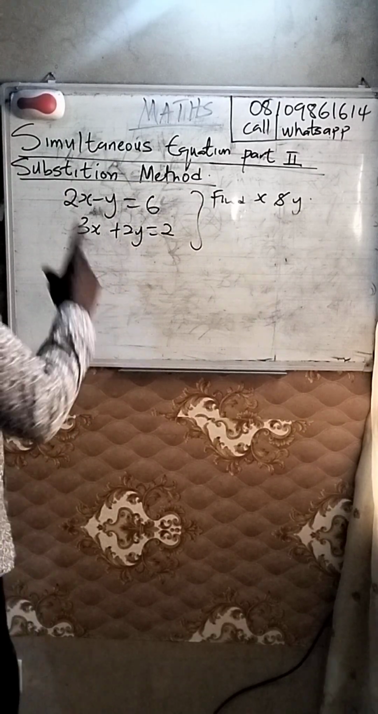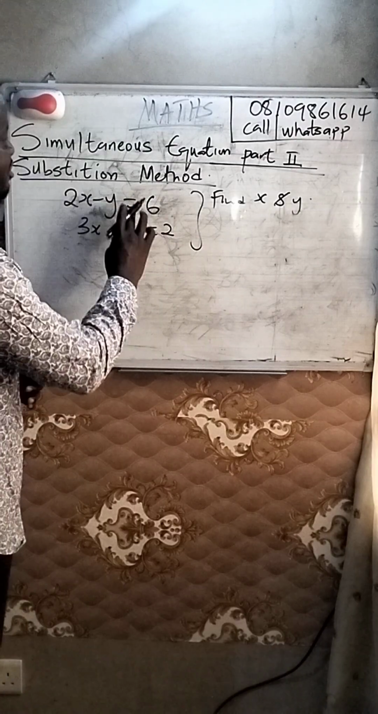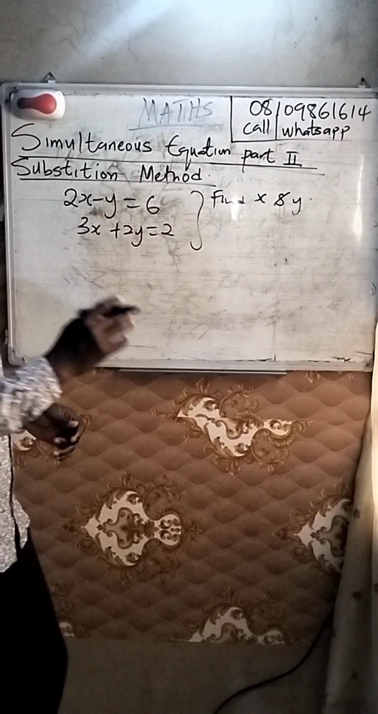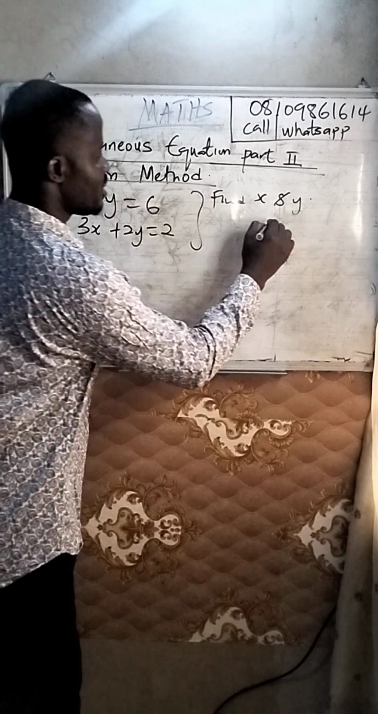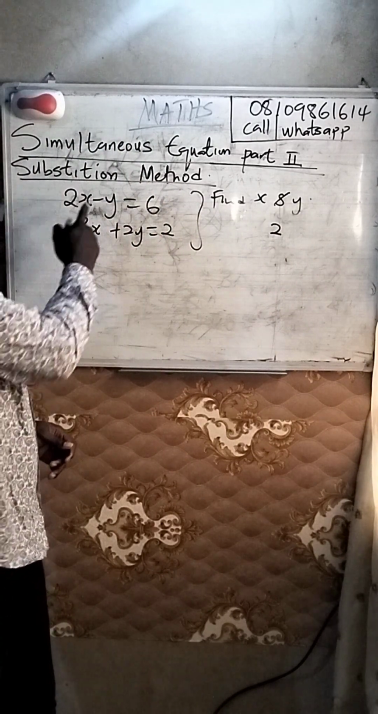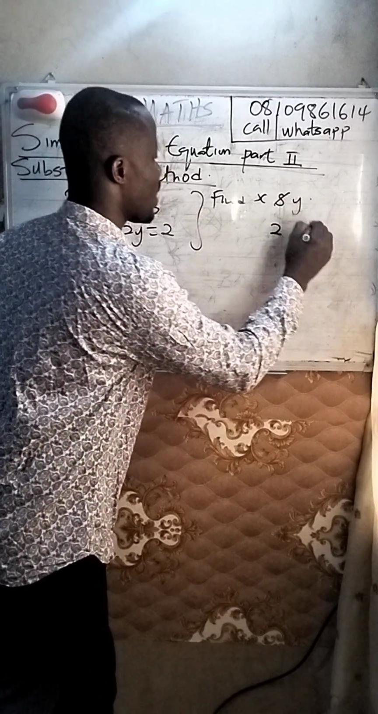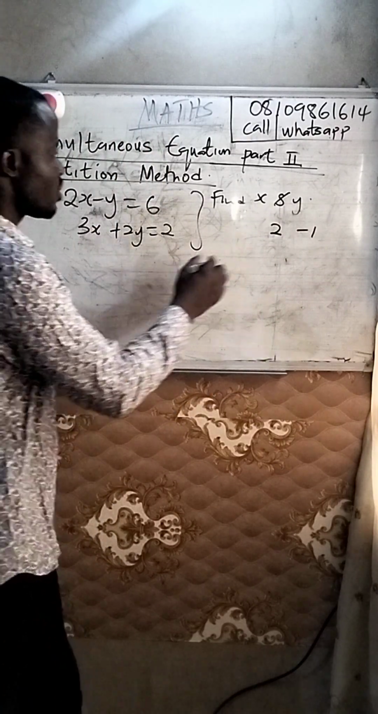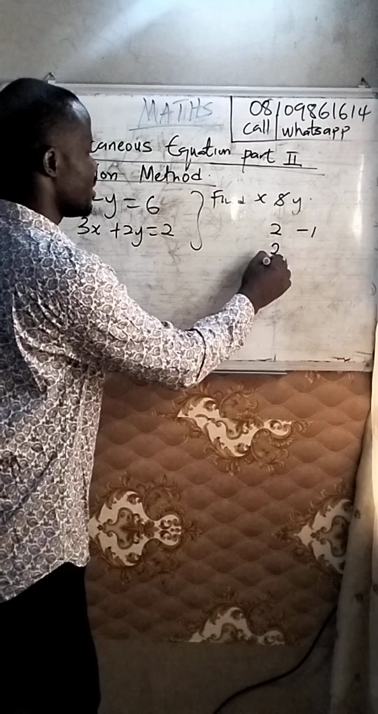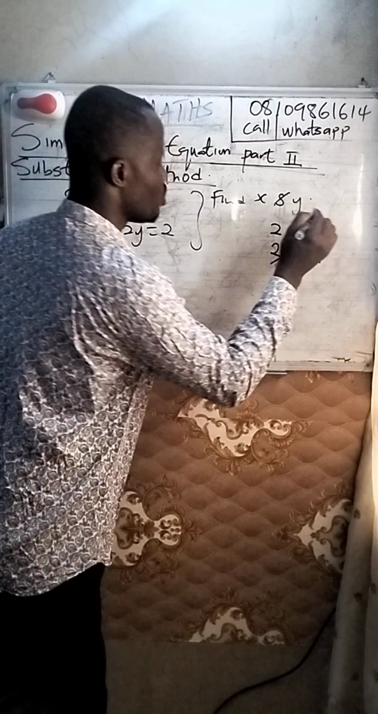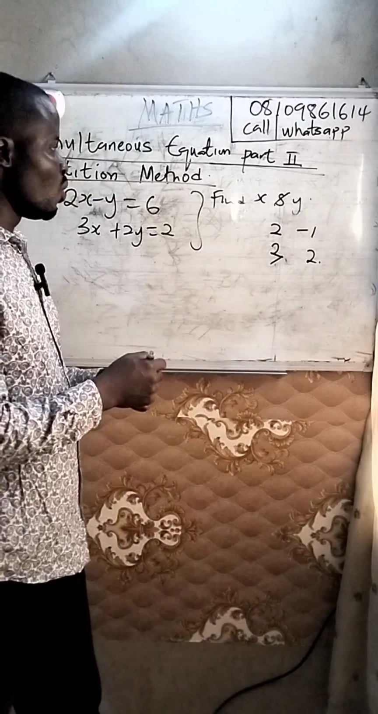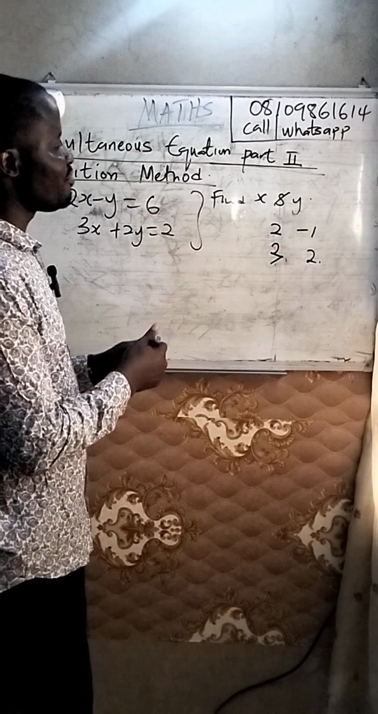First and foremost, write out the coefficient of each of the variables from both equations. The coefficient of x in equation 1 is 2. The coefficient of y in equation 1 is minus 1. The coefficient of x in equation 2 is 3. The coefficient of y in equation 2 is 2. Now, I always tell my students, look out for the variable that has the lowest coefficient.